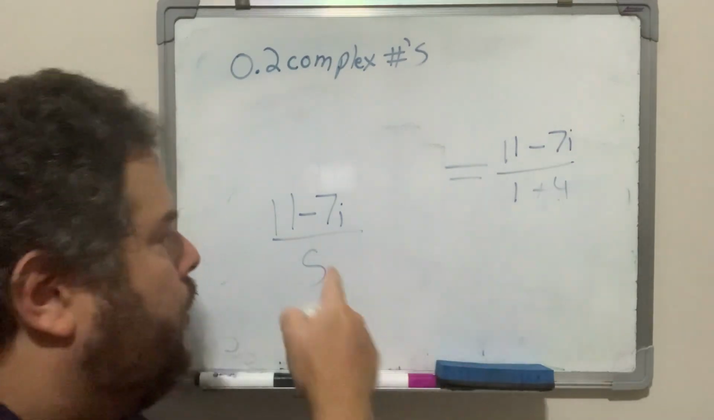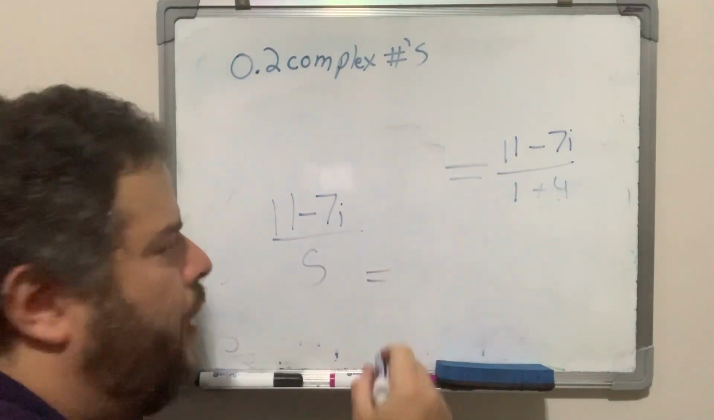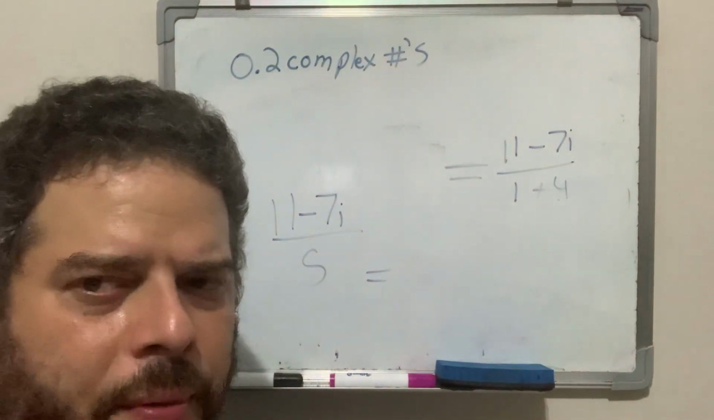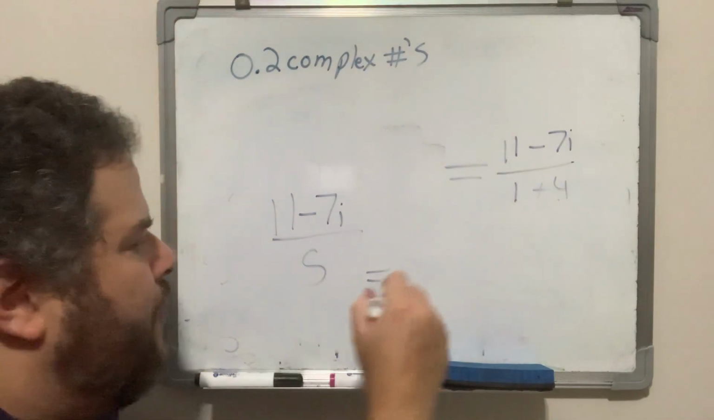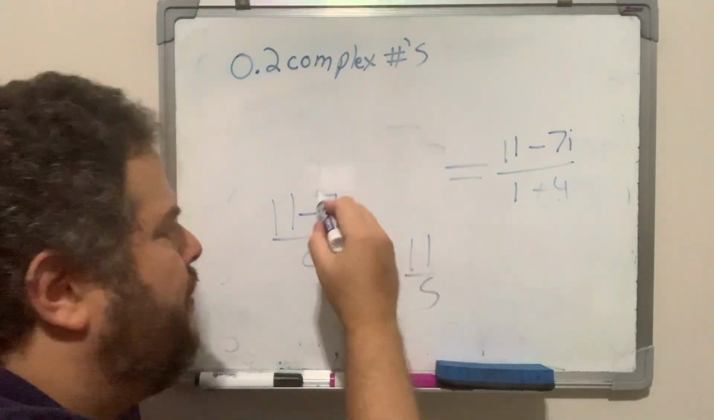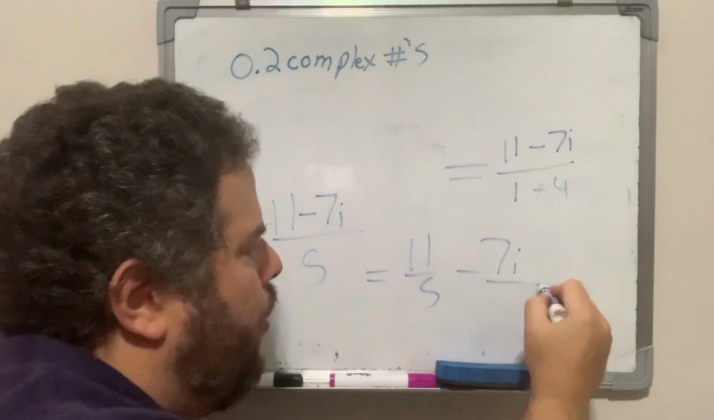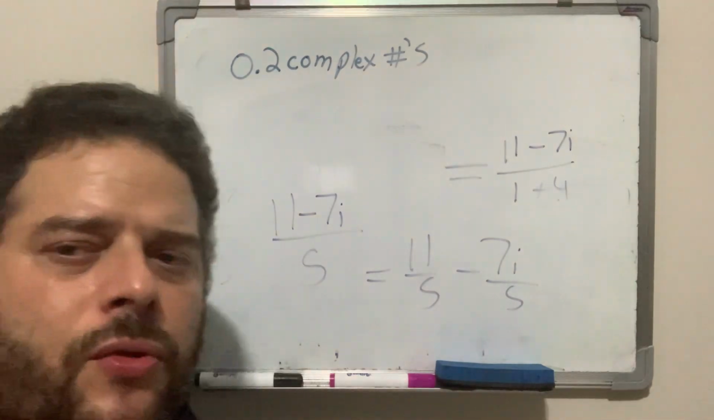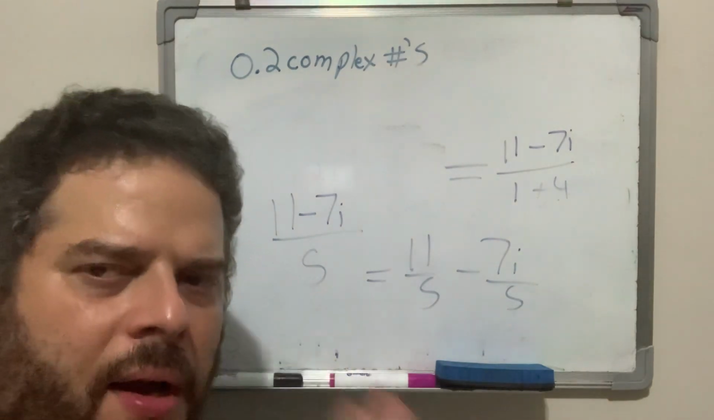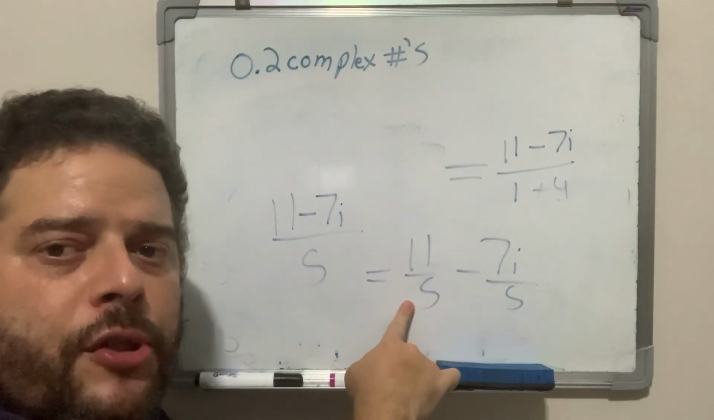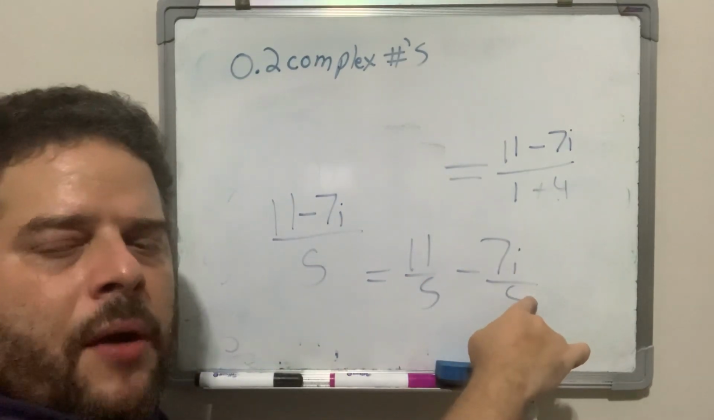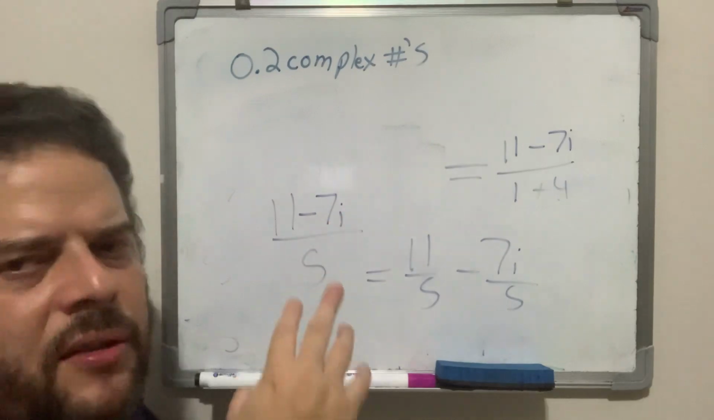However, some people choose to just break it down into two parts. Actually, since we're dealing with complex numbers, not a normal fraction, please break it up. 11 divided by 5 is 11/5 minus 7i over 5. Why did I choose to break it up? Because again, we're dealing with complex numbers, not an actual fraction. This is the real portion. This is the imaginary portion. If I leave it like this, it's still jumbled up.